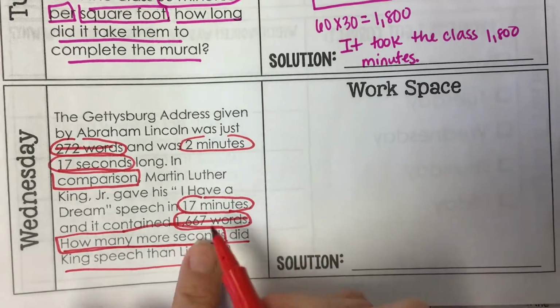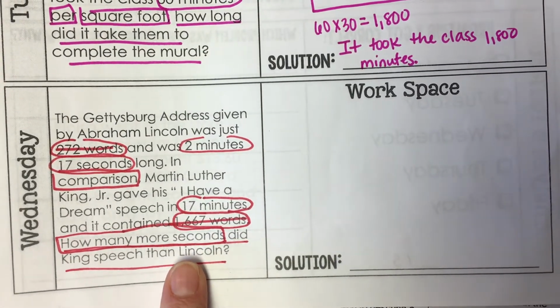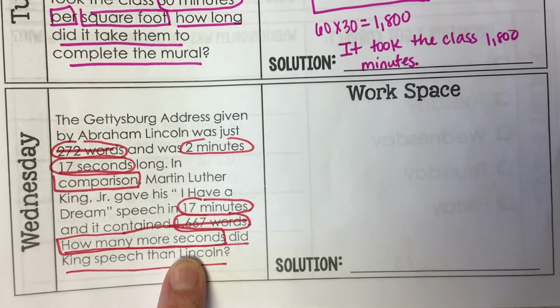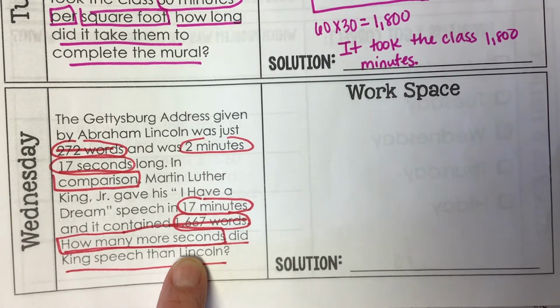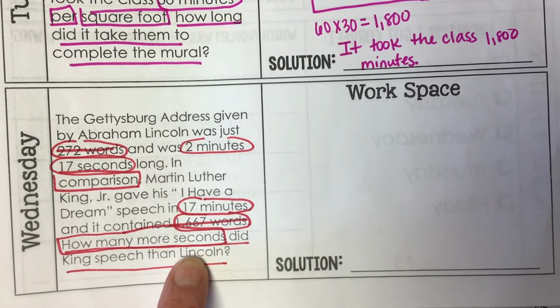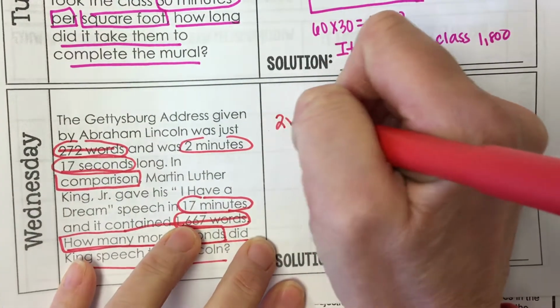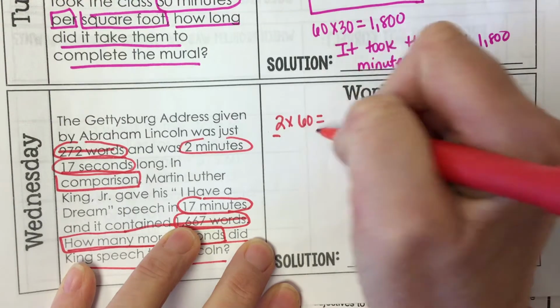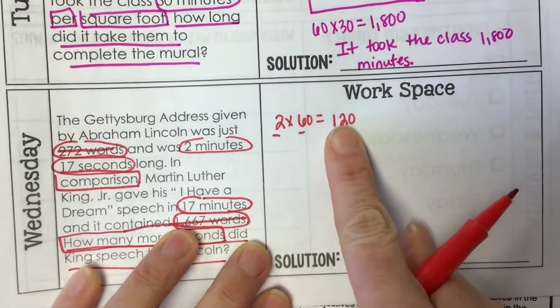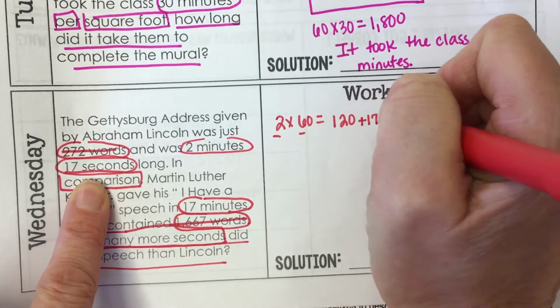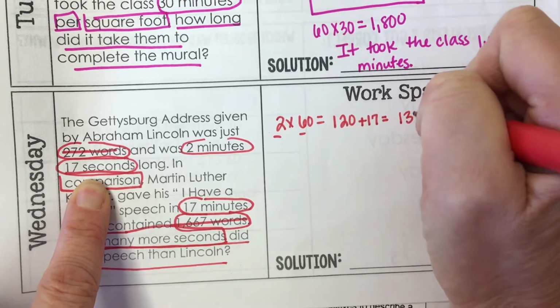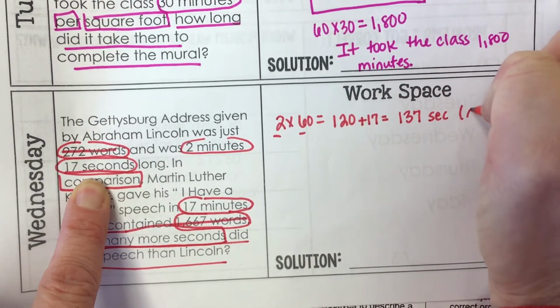I do like that we notice that it's asking for seconds. That doesn't mean I ignore the minutes. That means I have to convert the minutes to seconds, which is what we talked about yesterday, converting units. How many seconds are in 1 minute? Noah? 60. So in 2 minutes, I have 120 seconds, and then there's another 17 seconds in Abraham Lincoln's speech, giving me 137 seconds for Abraham Lincoln.